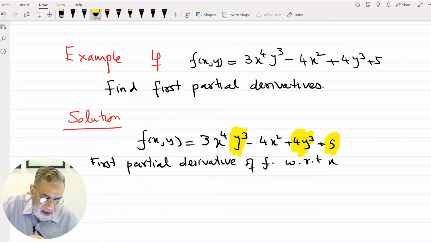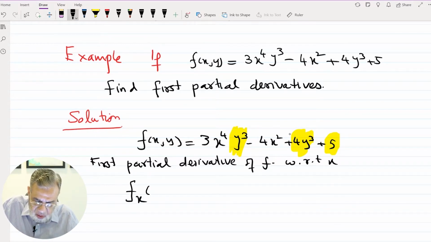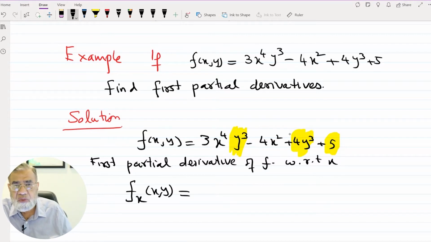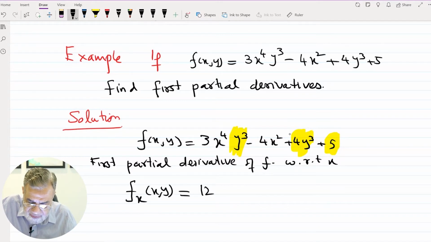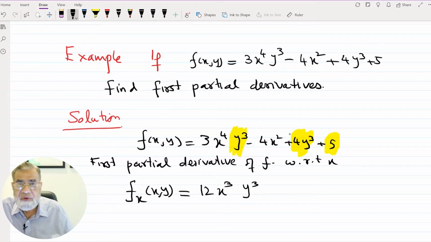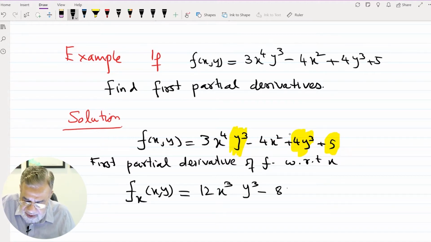So when we take the partial derivative, I write f_x, the derivative with respect to x, where y is taken as constant. So what do we get? x to the power 4, using the power rule, gives 4x cubed; 4 into 3 is 12, so 12x cubed, with no change in y. y remains itself. Then x is changing in 4x squared, and the derivative of x squared is 2x, so 2 into 4 is 8x.